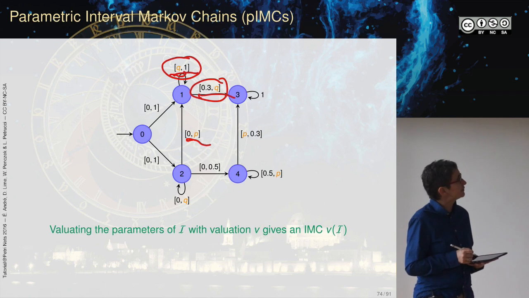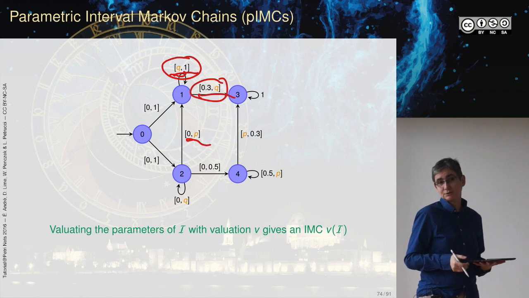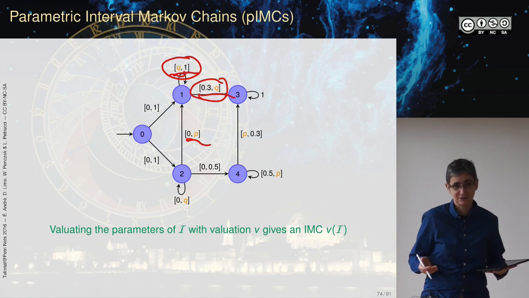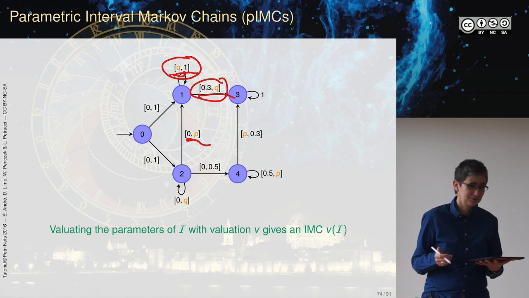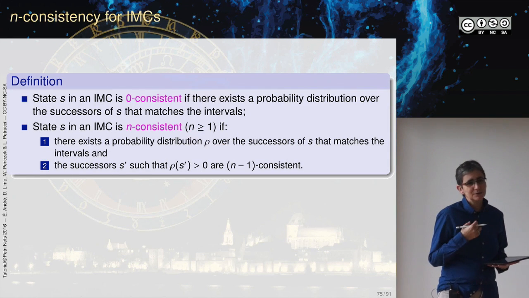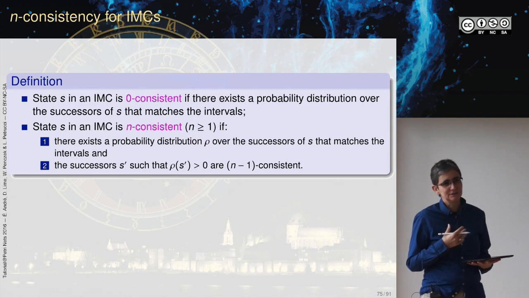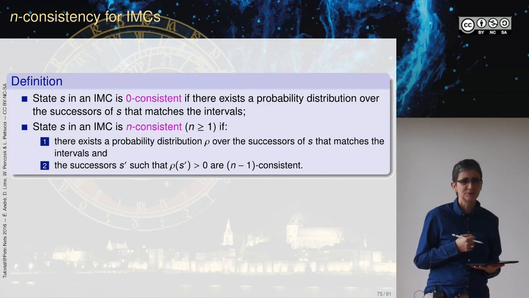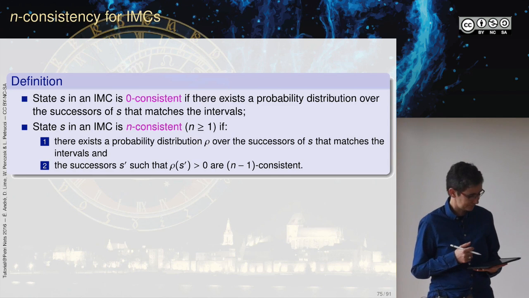Okay, so if you evaluate these parameters with some actual values, then you will get an interval Markov chain, because you have given values, so it's simple. The property we'll be interested in for these models is consistency. So let's look at consistency for interval Markov chains first.